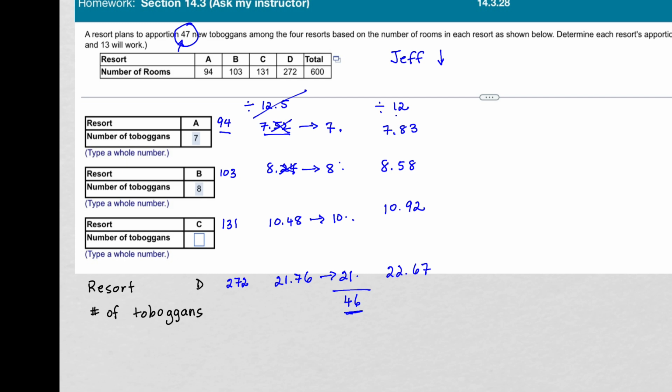Okay, so now, again, I'm going to say that's 7, that's 8, that's 10. Even though it's so close to 11, it doesn't matter. We always go down because that's the way Jefferson did it. And then 22.67 goes down to 22. And I can see that's one more. The other numbers are all the same. So this is going to add up to 47, which is what we want. So we have 7 for A, 8 for B, 10 for C, and D will be 22 because they have so many rooms. And that's how you do that problem with Jefferson's method.